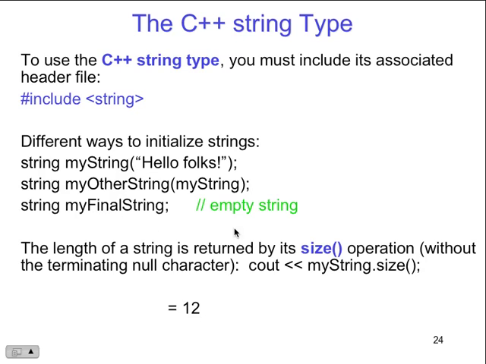The length of the string is returned by the size operation without the terminating character. So we have here cout, which hopefully you're familiar with already, myString.size. And this is equal to 12. Let's say it gets printed out, it's equal to 12 as an example. I didn't count all that stuff, but anyway, long story short, that's what it's going to be equal to.